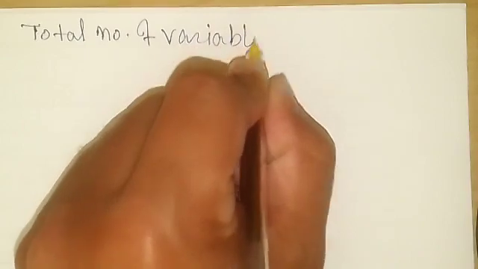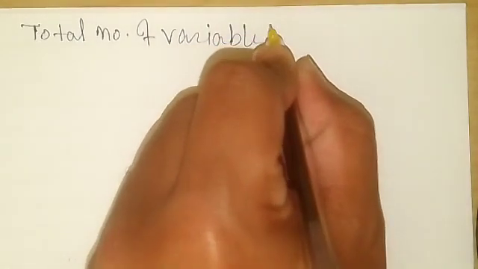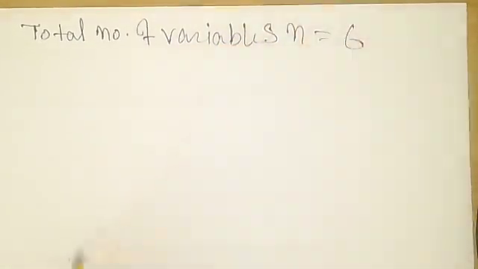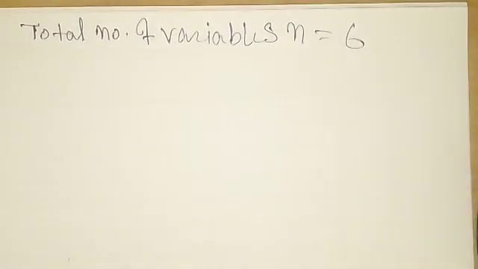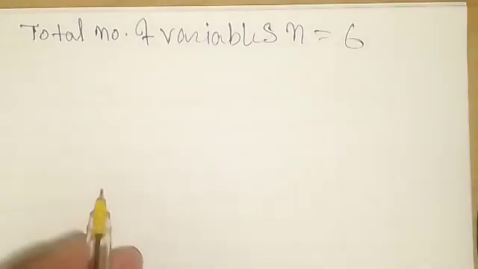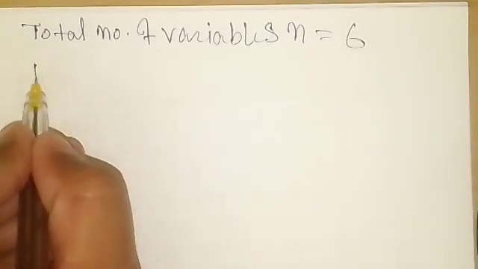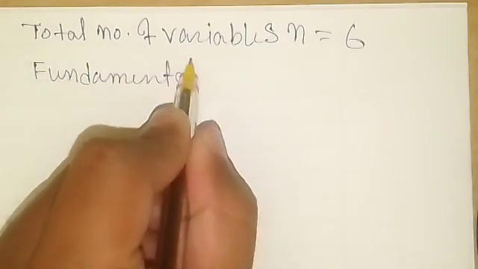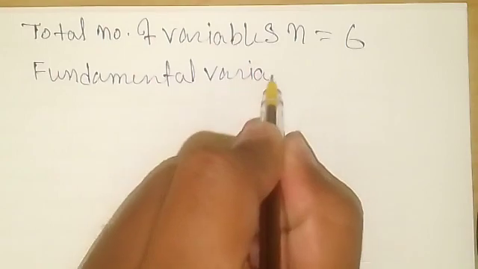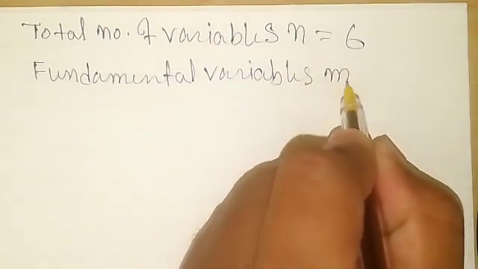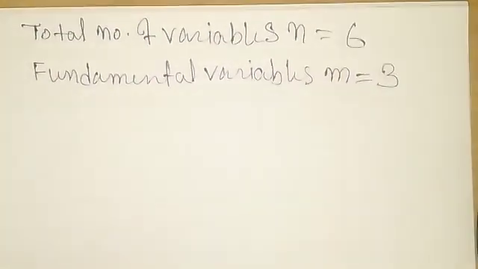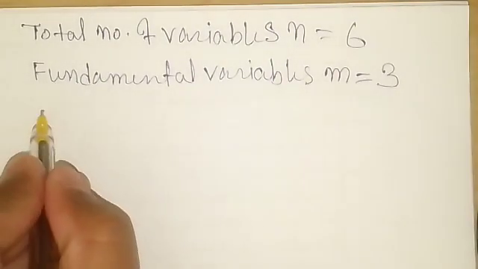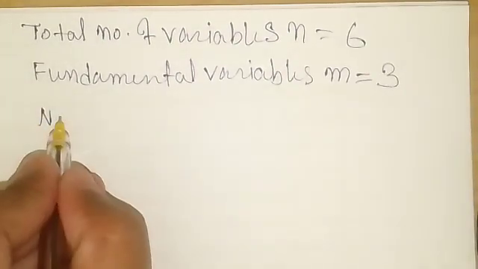So the total number of variables n is equal to 6, and the fundamental variable, as I told you in fluid mechanics problems, the fundamental variables are 3, which we denote by m, right? Now we can find out the pi terms. So these are the steps of how you will execute.